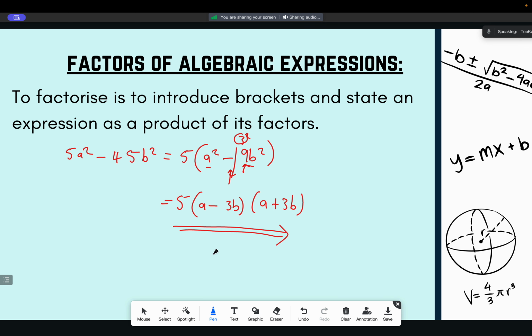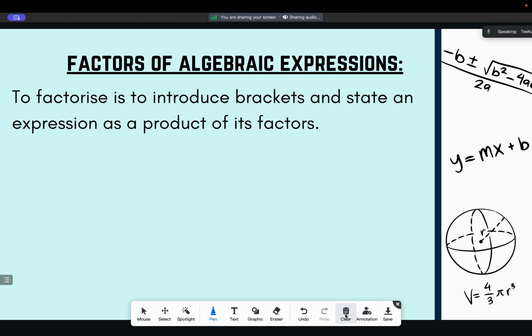Okay, so now you can see that even after we finish factorizing 5 out, we can still continue to factorize until we get to its simplest form, once we cannot factorize it anymore. So factorizing with two terms is simple. But I think everything in factorization is simple.